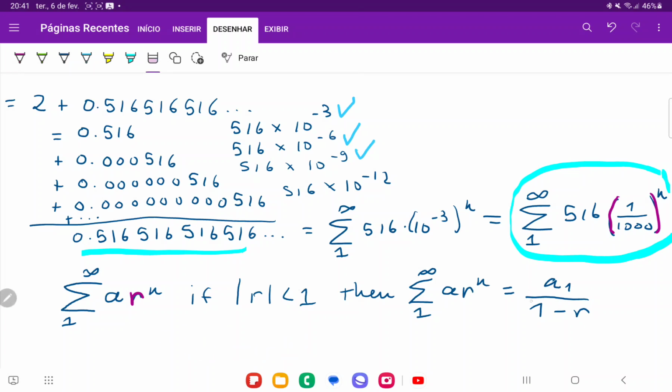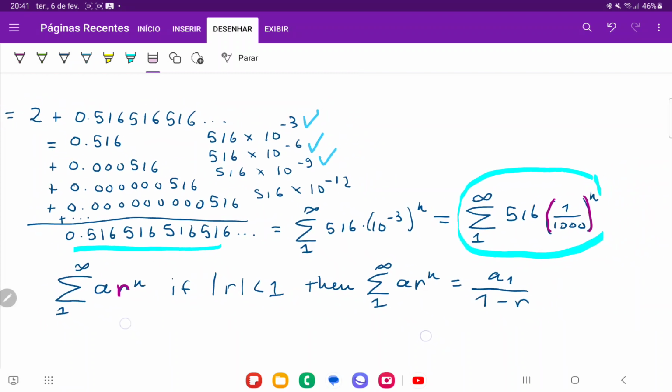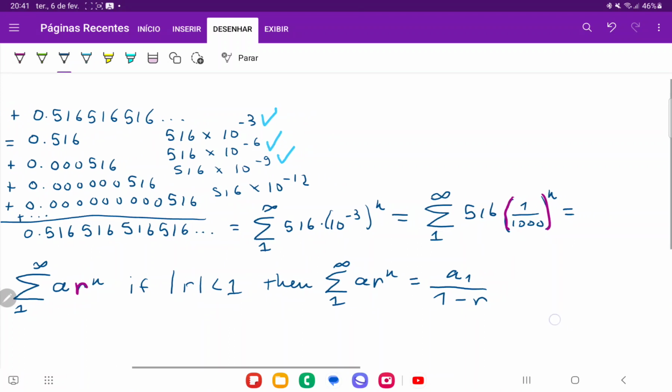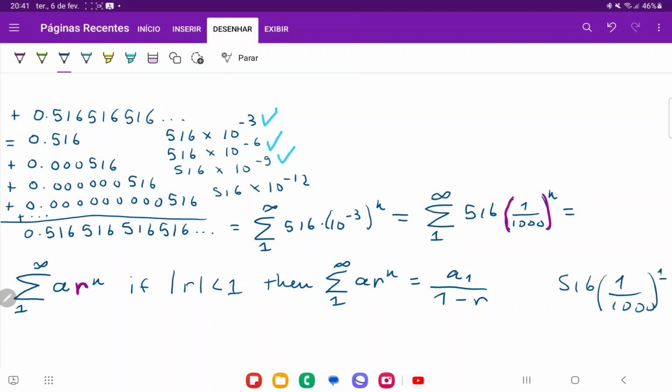So once we're here, remember that our formula, since we know it converges, is a sub 1 divided by 1 minus r. So let's plug this into our formula. Let me erase this and that. So this is the same thing as a sub 1, and a sub 1 is just the first term, like when we expanded this. If we plug in n equals 1 for the first one, we're going to get 516 times 1 over 1,000 to the power of 1, which is just 516 over 1,000.